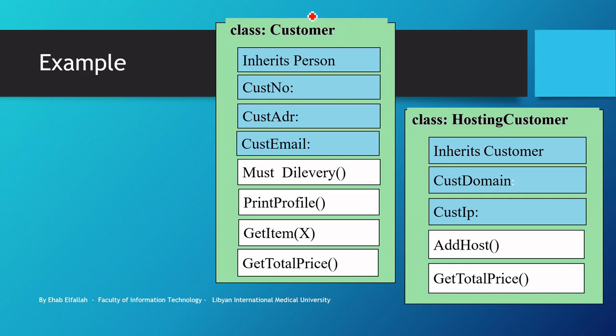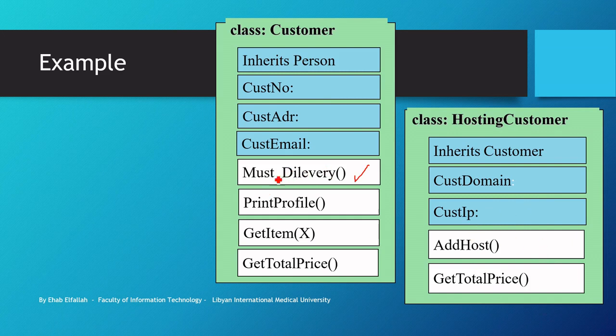Class customer first inherits from person. That means we have a class person before class customer, and we inherit from person. And we have three attributes: customer number, customer address, customer email. And we have one method here, must delivery. From that point we know that this method will not be implemented in the class customer. That means it will appear in the inherited class.